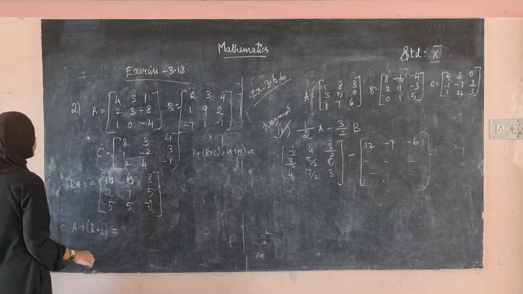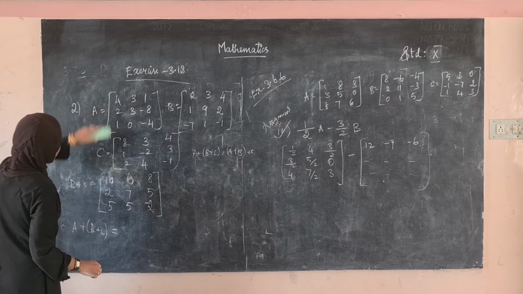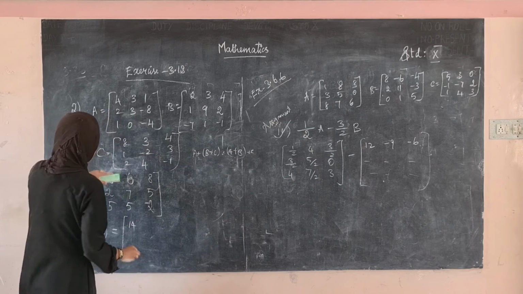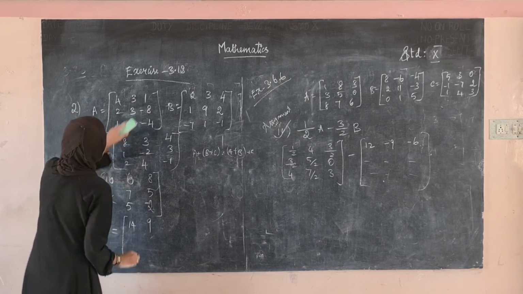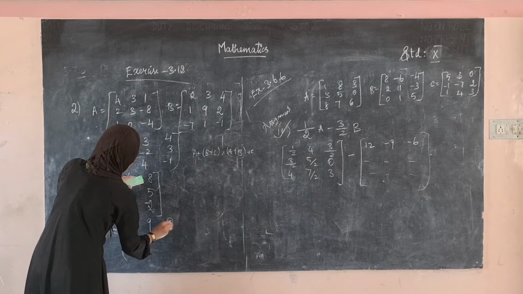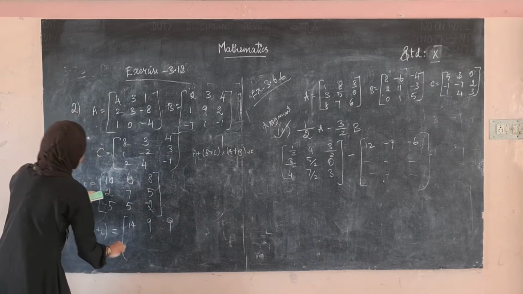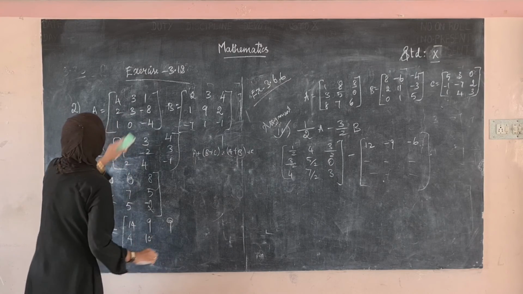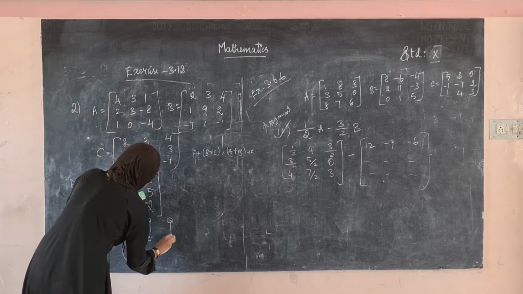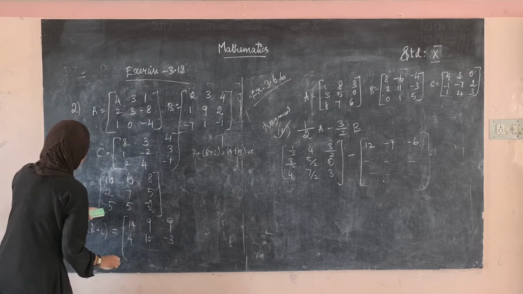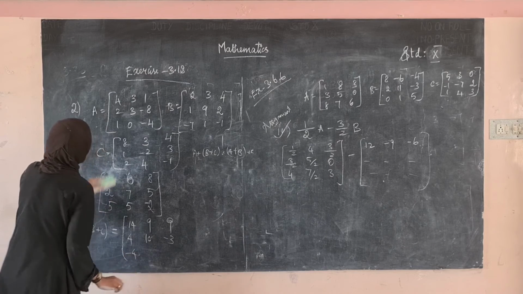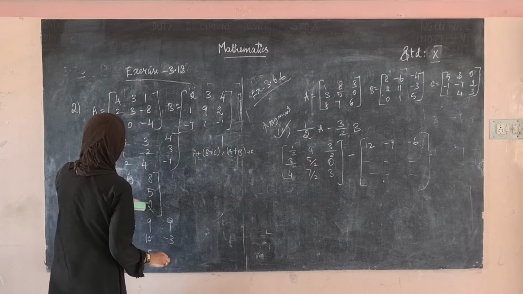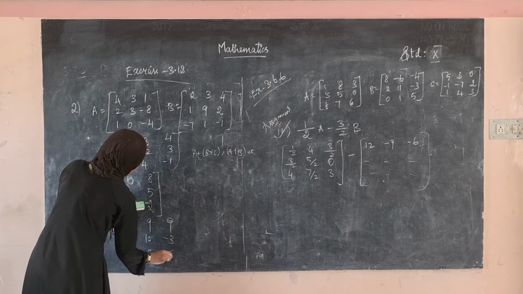Which will be equal to, we have to add these two terms. 4 plus 10 is 14. 3 plus 6 is 9. 1 plus 8 is 9. 2 plus 2 is 4. 3 plus 7 is 10. Minus 8 plus 5 is minus 3. 1 plus minus 5 is minus 4. 0 plus 5 is 5. Okay. Minus 4 minus 2 is minus 6.